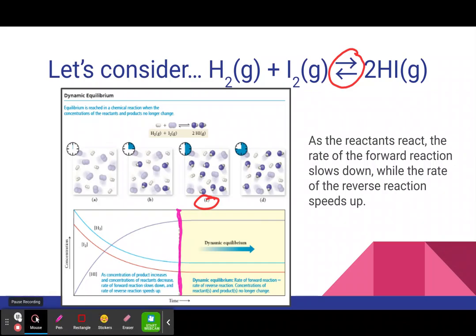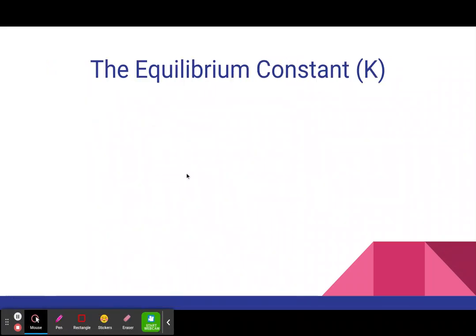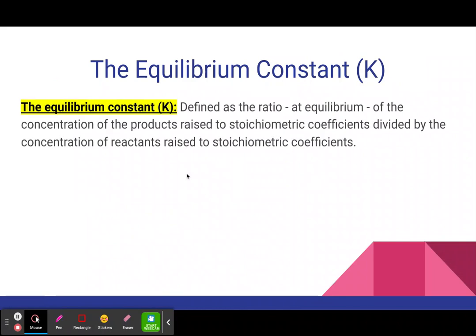Now, let's continue on. Let's talk about the equilibrium constant K. The equilibrium constant K is defined as the ratio at equilibrium of the concentration of the products, raised to their stoichiometric coefficients, divided by the concentration of the reactants raised to their stoichiometric coefficients. So let's say we have aA plus bB in equilibrium with cC plus dD, where of course the lowercase letters are your stoichiometric coefficients and your capital letters are your substances.